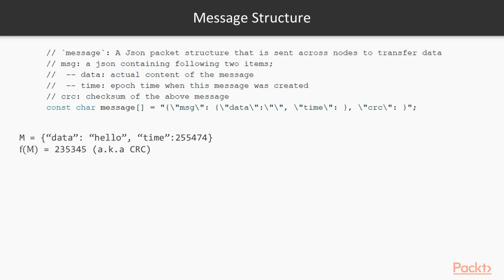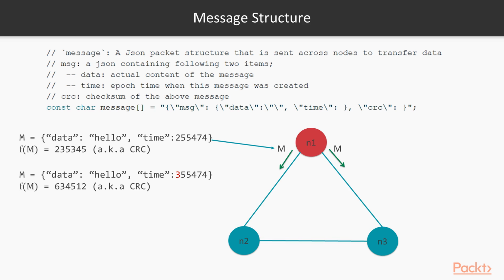Now, if any single character of this message is changed, the whole CRC of that message is going to be different from the initial one. So this gives us an advantage of identifying errors in the network. Now, let's say this message was sent from node N1 to its neighbors N2 and N3, which then received the CRC of that message.